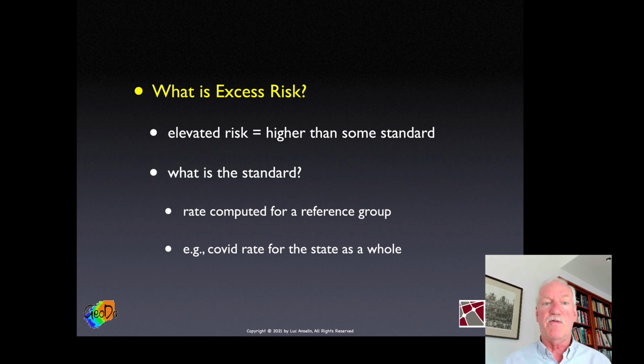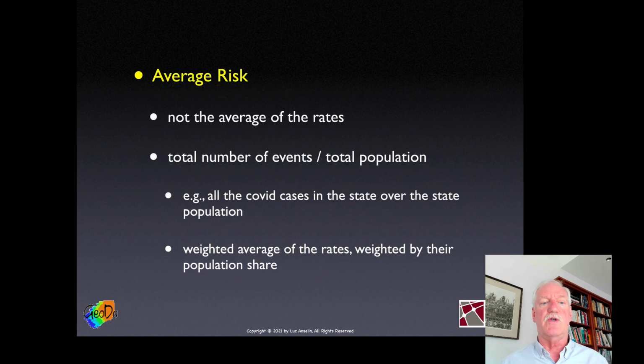That is not the average of the rates of the counties, but it is taking the state as a whole to compute a rate. The average risk, and this is often confused, is not the average of the county rates, but all of the cases in the state divided by all of the population in the state. More technically, this is actually an average of the county rates, but a weighted average, where counties are weighted by their population share. Obviously, the counties with more people will contribute more to the average for the state than the counties with fewer people. They should not be treated equally.